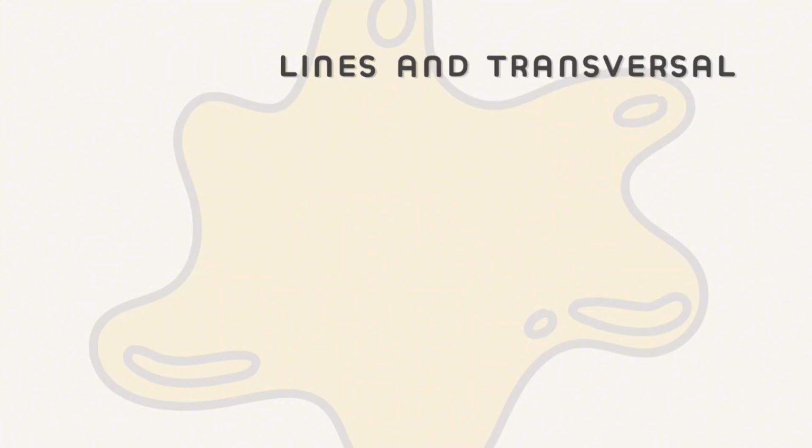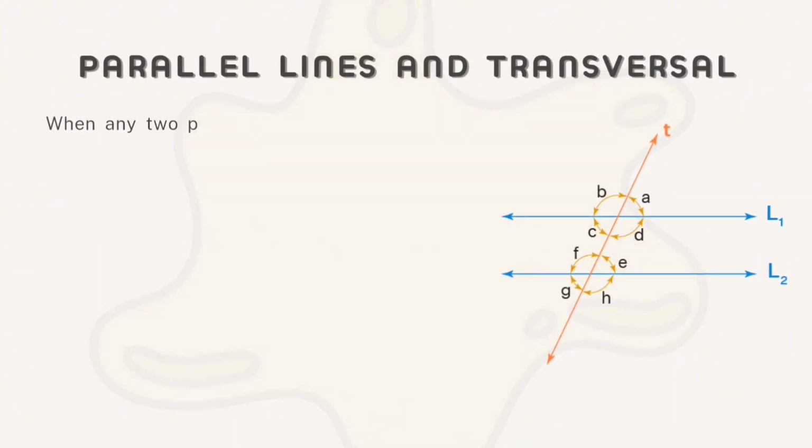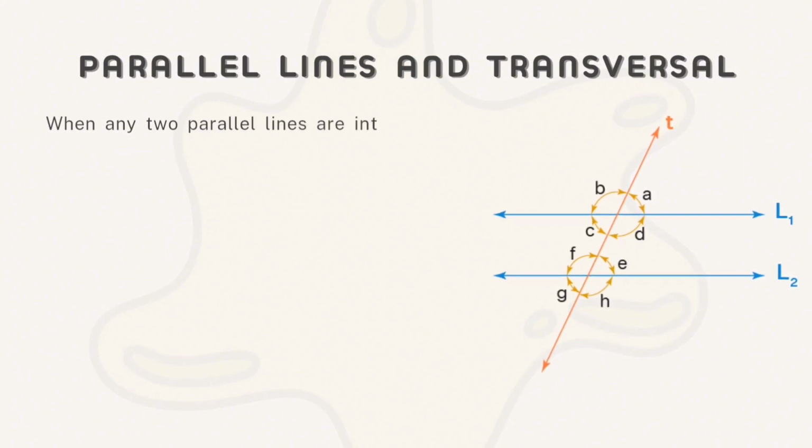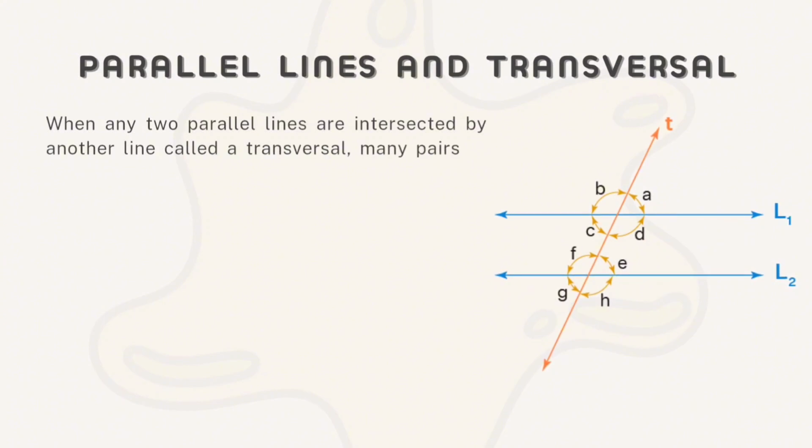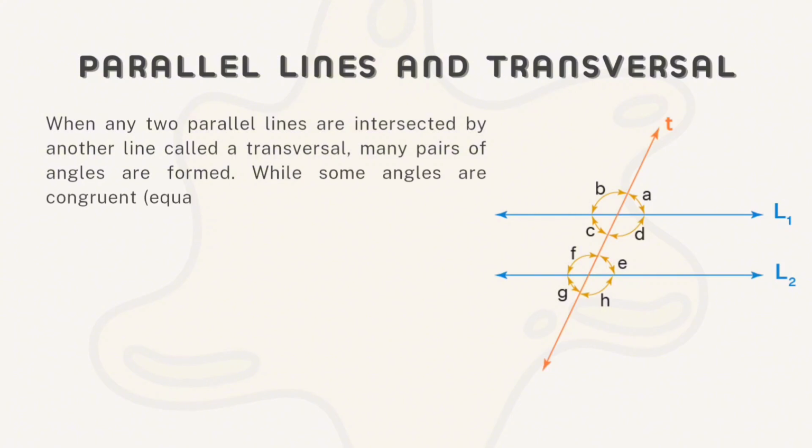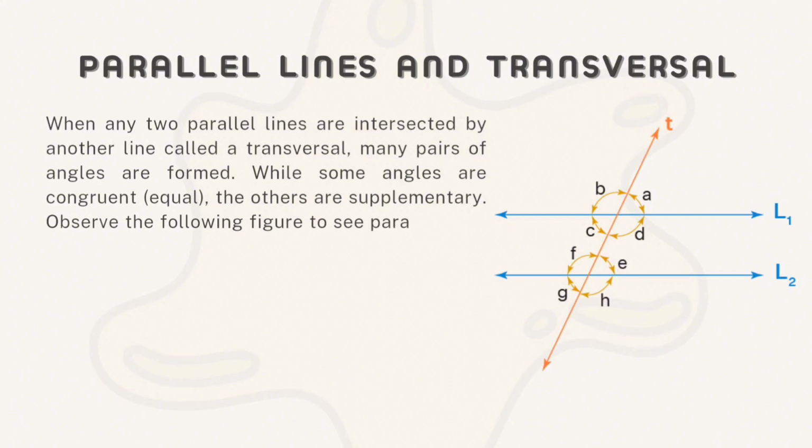Okay, how about parallel lines and a transversal? When any two parallel lines are intersected by another line called a transversal, many pairs of angles are formed. While some angles are congruent or equal, the others are supplementary. Observe the following figure to see parallel lines cut by a transversal.